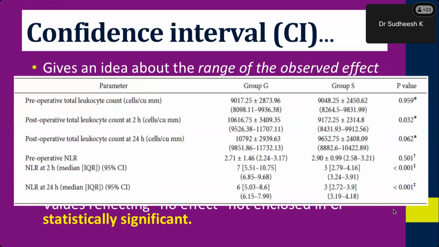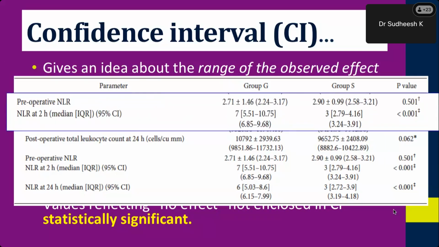Just to show an example, this is one of the studies where we tried to compare the NL ratio, neutrophil lymphocyte ratio, with GA and spinal anesthesia. You see, at the end of 2 hours, what we have mentioned here is this is the mean. If you see the values here, 2.24, this is the 95% confidence interval of this mean and standard deviation. This one 2.24 to 3.17, and 2.5 to 3.25.